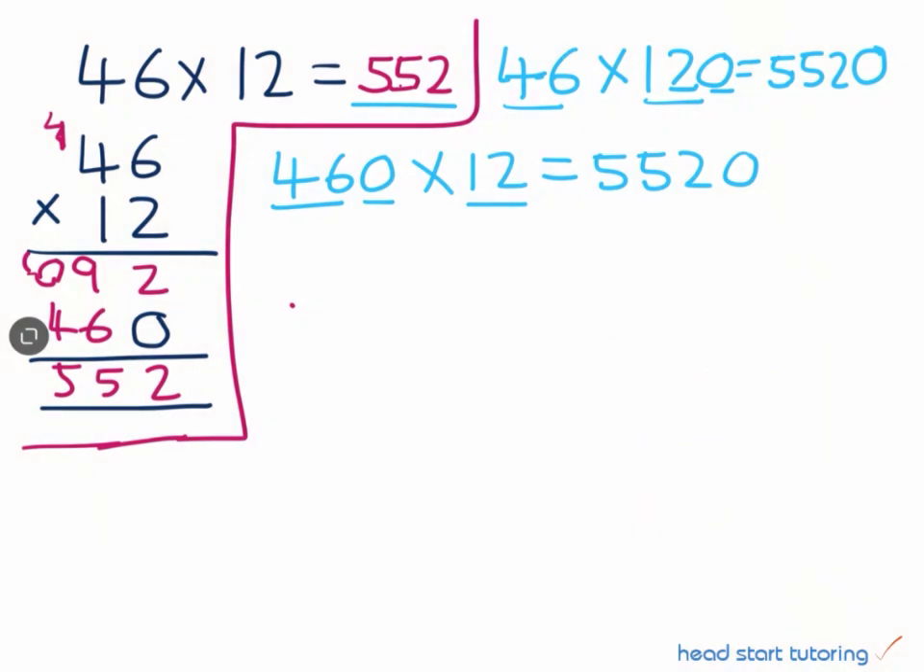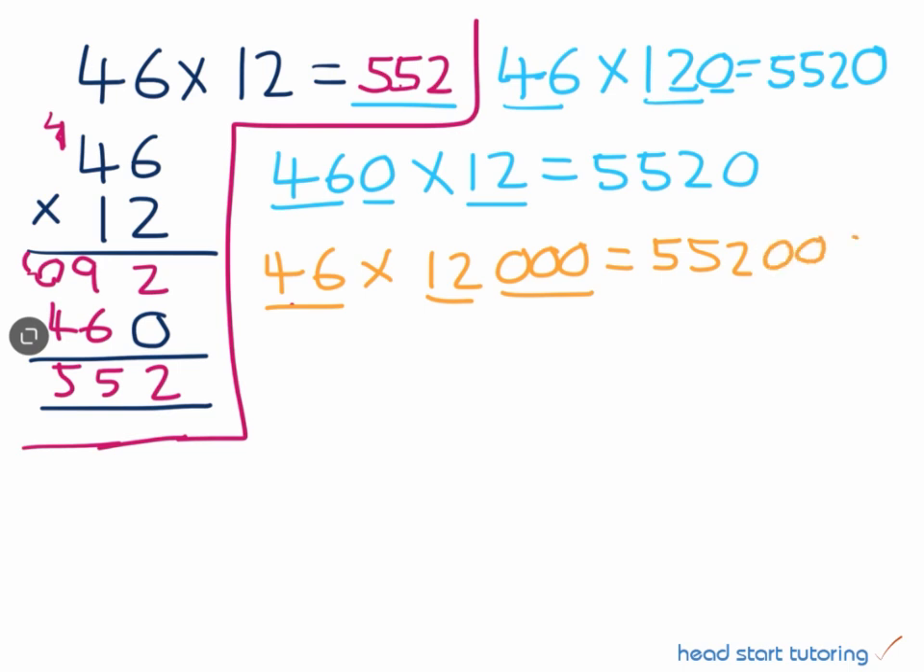When we are then working with, let's say, 46 times 12,000, all we say is 46 times 12, which is 552, and then we multiply it by 1,000, because we know that 12,000 is equal to 12 times 1,000. So we can say 46 times 12 and then multiply it by 1,000, and we get an answer of 552,000.